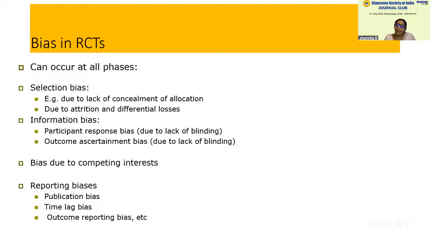So bias can occur at any point of time, but the very important role of any investigator is to make sure that you take up all of this and connect all of them, and you do not have any loose ends, and let the study go in a proper fashion.